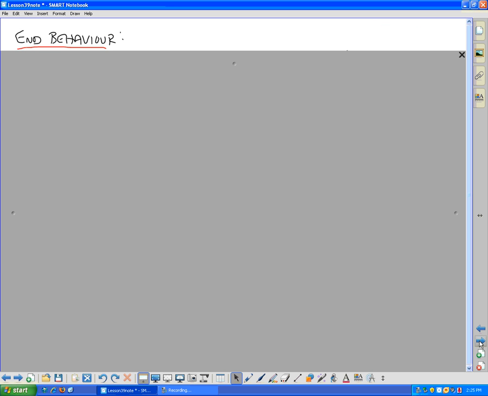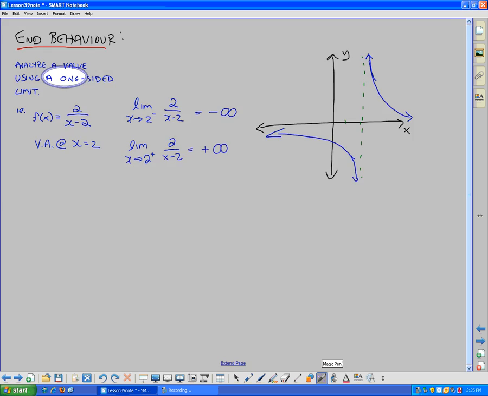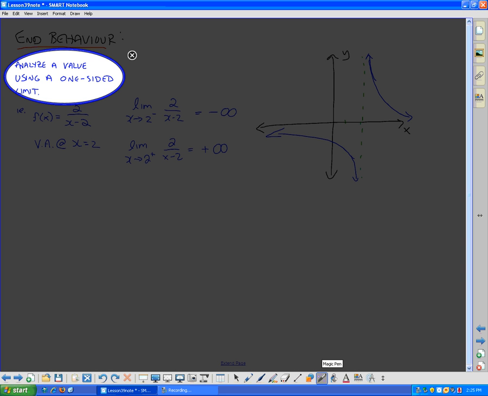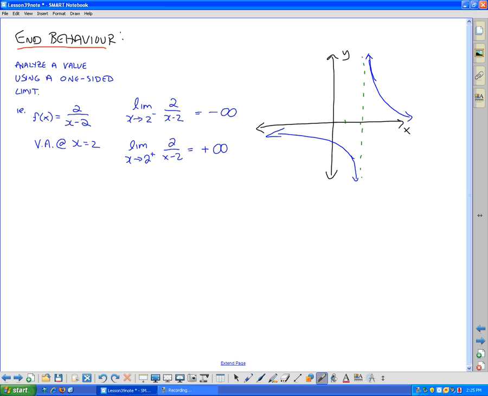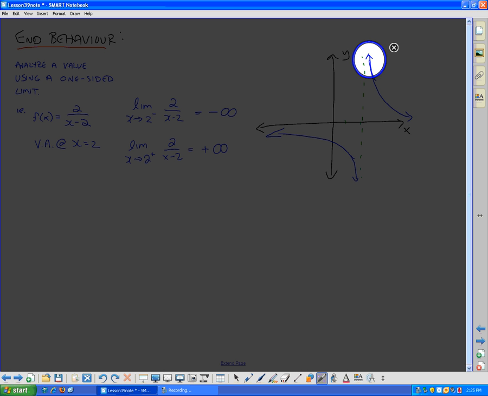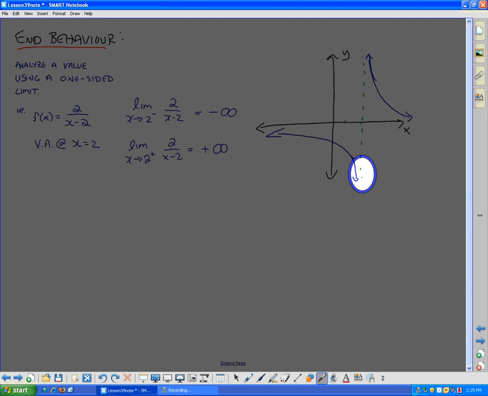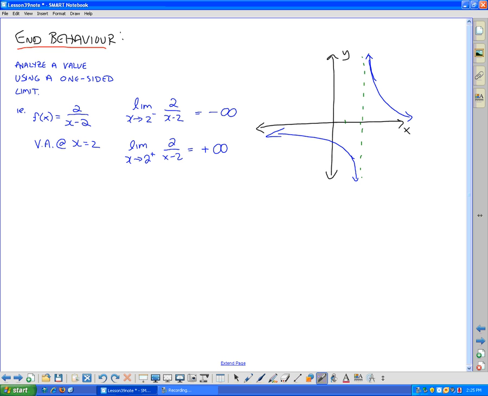End behavior. This is what the graph does when it is leaving your 10 by 10 grid. What does the graph look like it's doing? Well, how do we do that? In order to determine the end behavior, we analyze a value using our one-sided limits. End behavior refers to this: how does the graph act near the asymptotes? I said off the end of the graph, sorry, I meant as it approaches an asymptote.